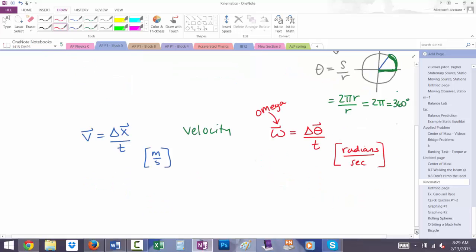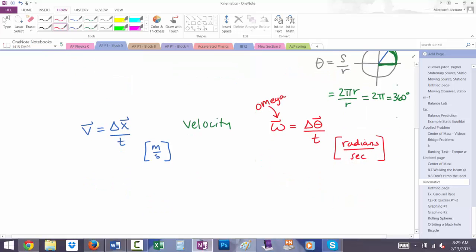Now, a couple of things about angular velocity or rotational velocity. So I've been kind of using those words interchangeably, and I want to make sure that you're aware that that's okay to do. So this omega thing sometimes is called rotational velocity. Sometimes it's called angular velocity. And sometimes it goes by one other name.